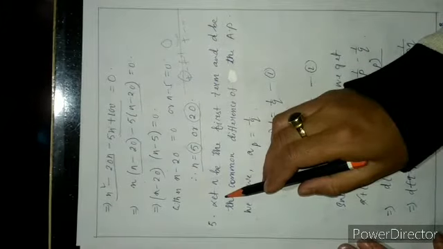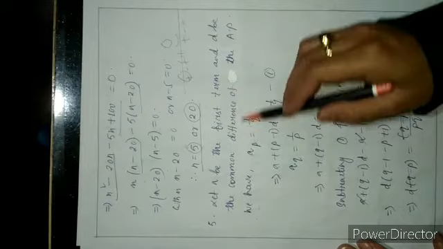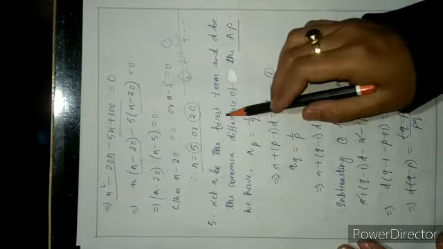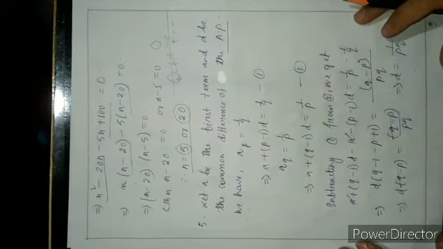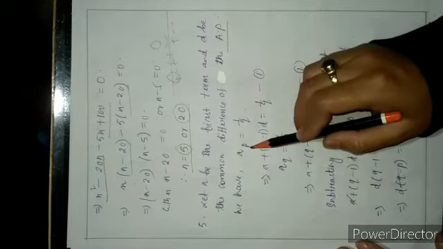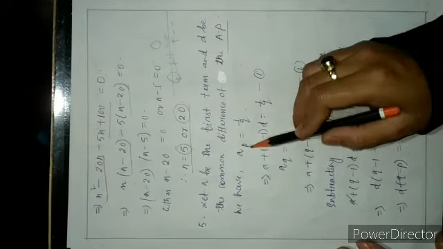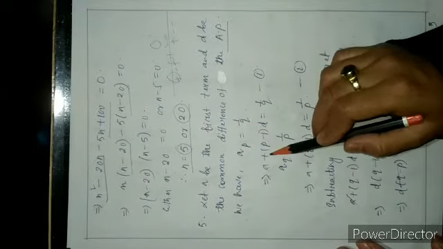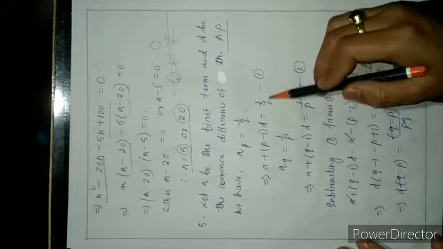Let A be the first term and D be the common difference of the AP. To solve the AP problem we need the first term and the common difference. And then we have the P-th term of the AP equal to 1 by Q. Write the formula of the AP: A plus (P minus 1) D is equal to 1 by Q.